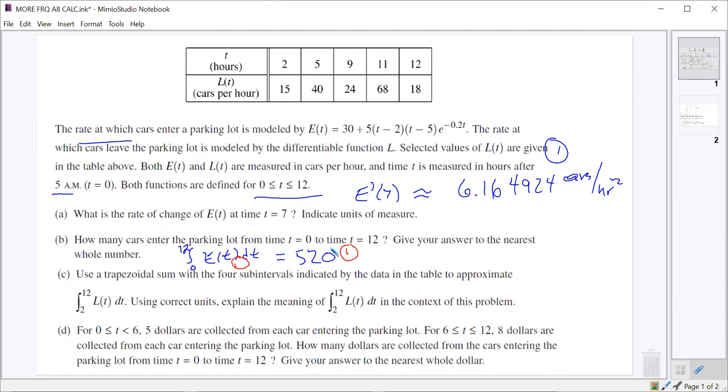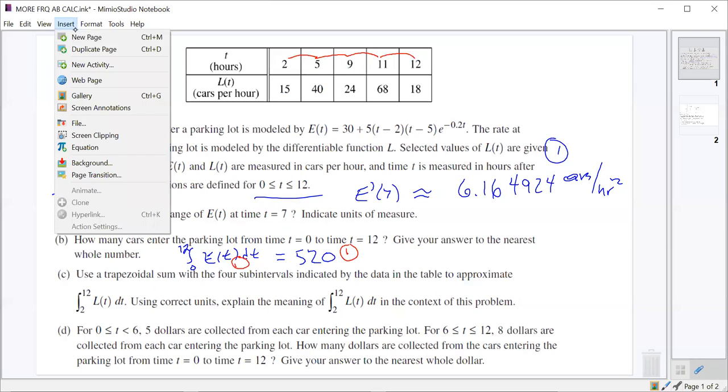Yeah. Great. All right. Part C, we're going to use a trapezoidal sum with 4 subintervals to find the integral from 2 to 12 of L of t. So this particular trapezoidal sum has to be done with each trapezoid separately because the intervals are 3, 4, 2, and 1. They're not equal subintervals. So we'll just do base 1 plus base 2 divided by 2, multiplied by 3, and then these bases added together divided by 2, multiplied by 4, and so on.